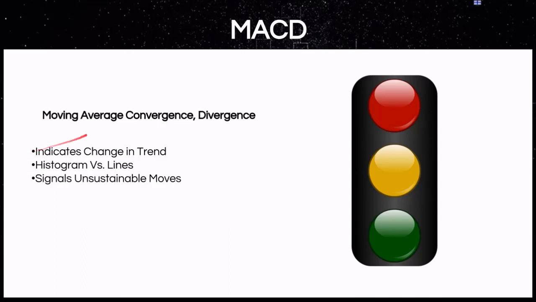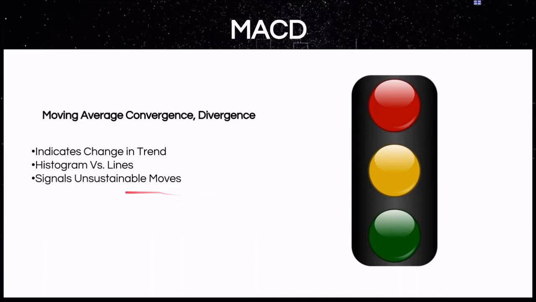The MACD stands for Moving Average Convergence and Divergence. It's really good at signaling a change in the trend. And there's two different ways to view it, either through a histogram, which is a bar graph essentially, or a line graph. I personally prefer the line graph. I'll show you why on the chart. Just a little bit more visually appealing to me personally.